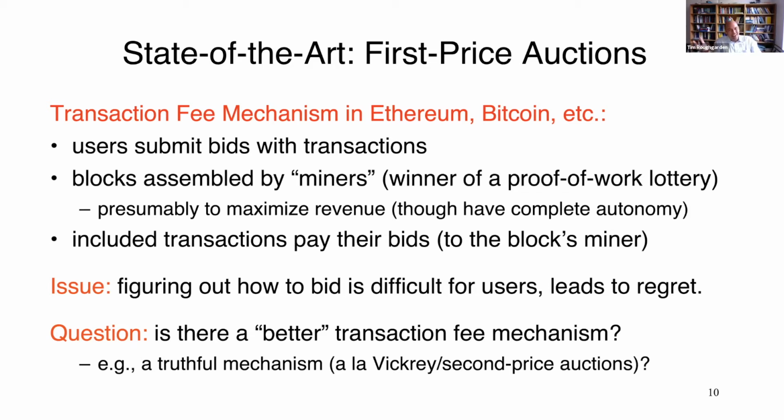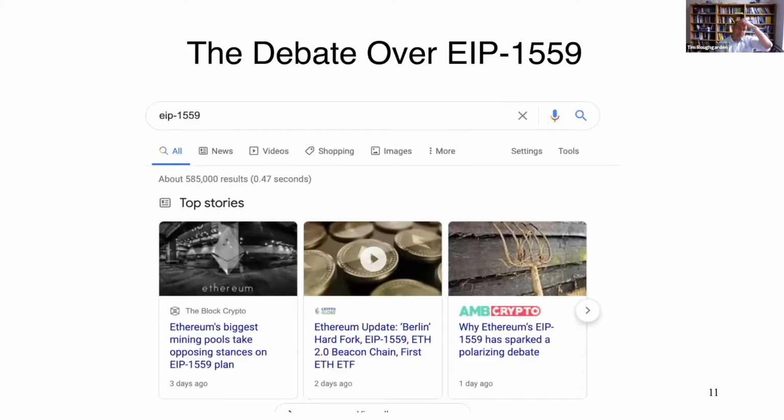So that sure sounds a lot easier than a first price auction, right? So a natural question would be, could we have the ease of bidding in a second price auction, but in a blockchain context? Right? So that's a natural question, and I'll say a lot more about that.